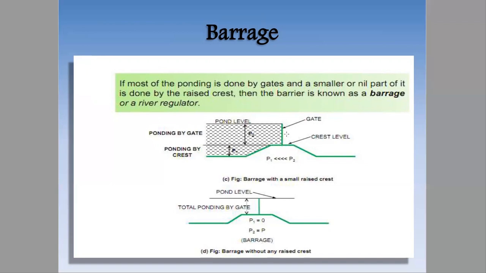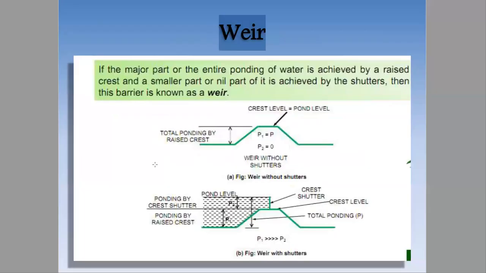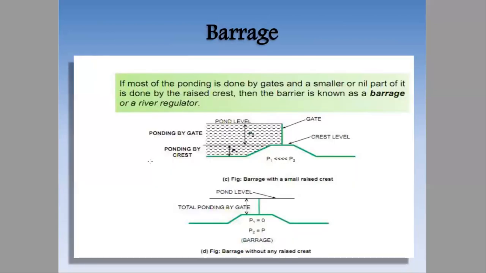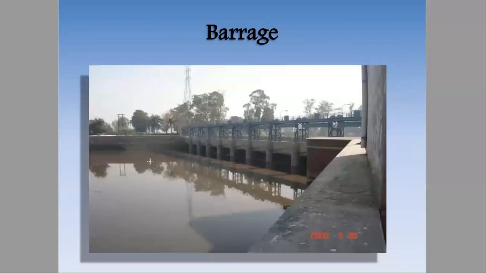Okay, now you are well aware of weir and barrage. A weir is controlled by a raised crest and the ponding effect is only due to the raised crest, but a barrage is controlled with gates. Although there may be gates in the case of weirs, the major portion will be controlled with a raised crest. Similarly, there may be a raised crest in a barrage, but the major portion will be controlled using gates. Okay, this is another example of a barrage.